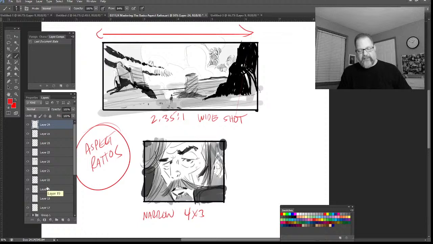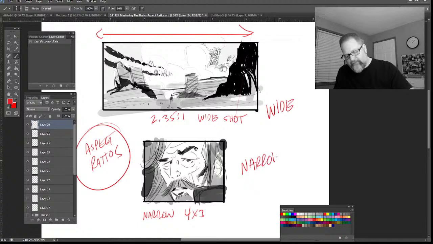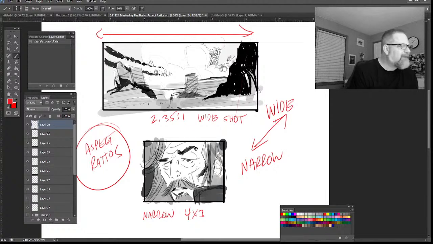In terms of what you're doing, you can either go wide or narrow. And you play that between the two of what you're doing. So, cool.